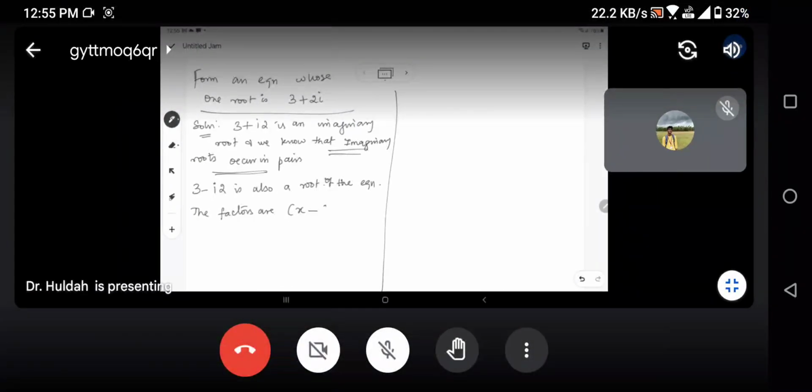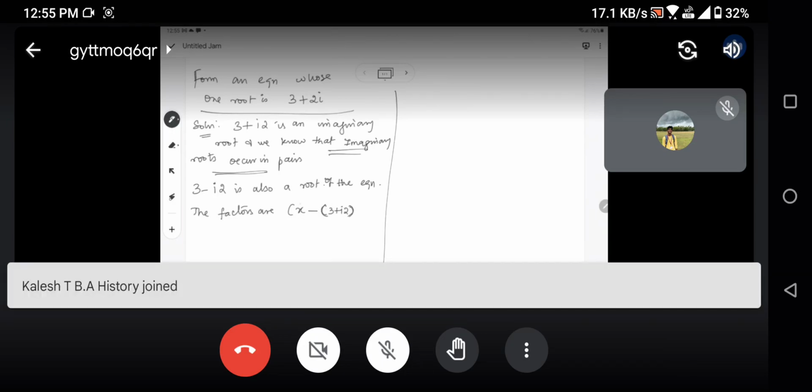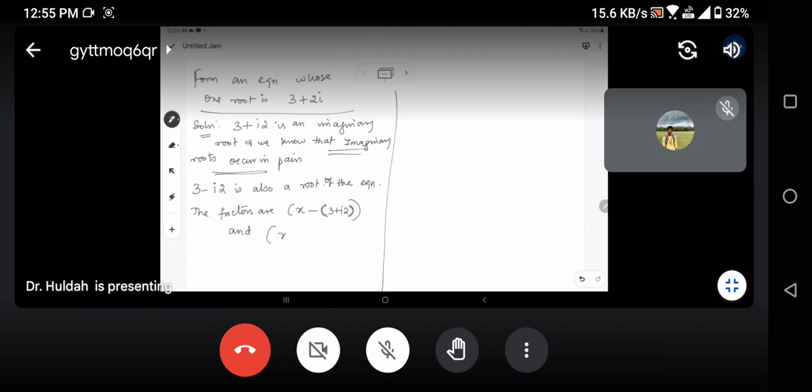x minus 3 plus 2i. Again, see here, I'm using a bracket because there is more than one term. This is one factor, and the next factor is x minus 3 minus 2i.